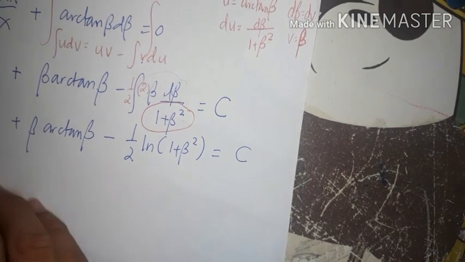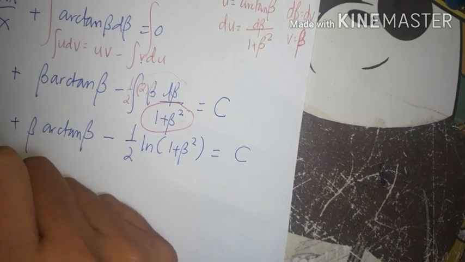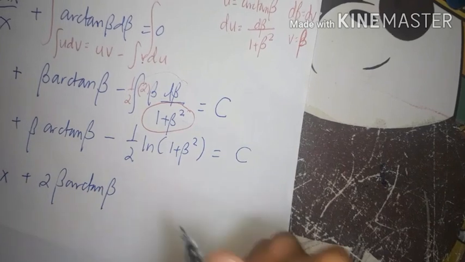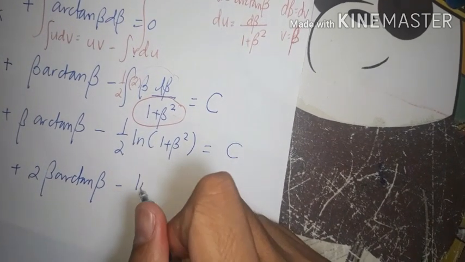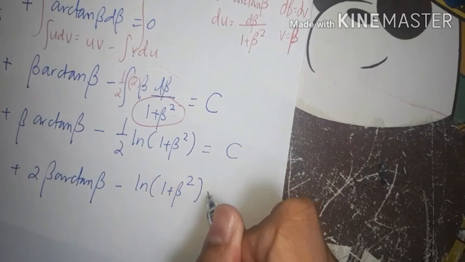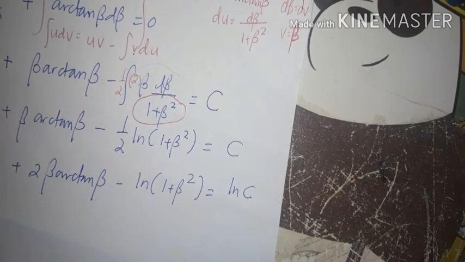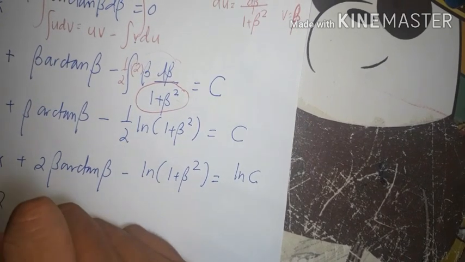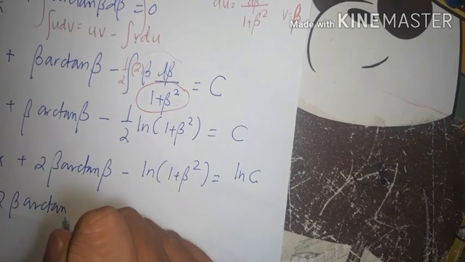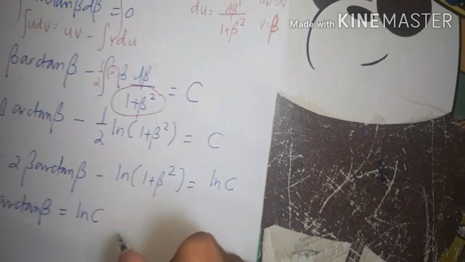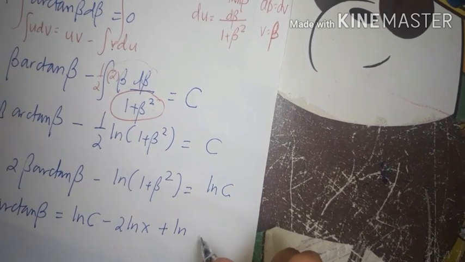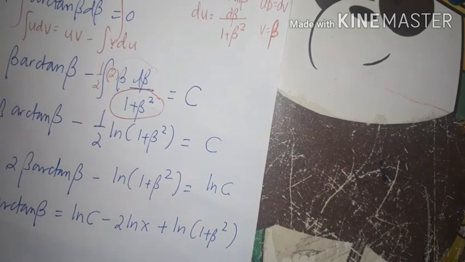So this, pag minultiply natin lahat by 2, magiging 2 ln x plus 2 beta arctangent beta minus ln 1 plus beta squared is equal to, pwede nating lagyan ng ln c, kasi may ln, may ln, may ln. So, pwede natin pagsamasamahin lahat ng may ln. So, this is 2 beta arctangent beta is equal to ln c minus 2 ln x plus ln 1 plus beta squared.